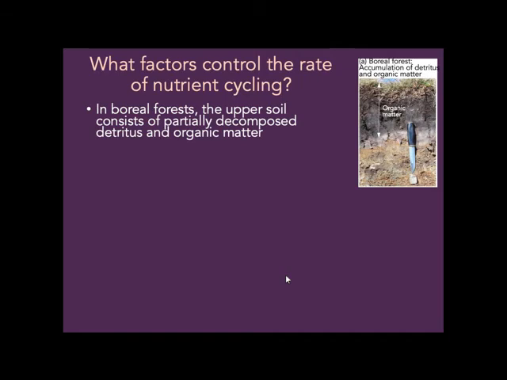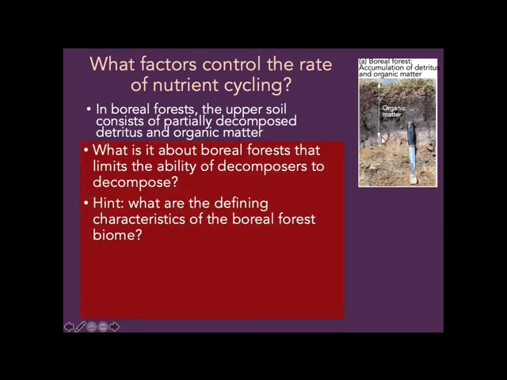There are a variety of factors that control how fast nutrients can cycle through a particular biome. So in a boreal forest, if you take a section of the soil, so this is a cross section of boreal forest soil, the upper soil is going to be partially made of partially decomposed detritus and organic matter. So you have this really thick layer on the top of organic matter. And so you can tell it's decomposing very slowly to have built up this much organic matter. So what is it about boreal forests that limits the ability of decomposers to decompose?